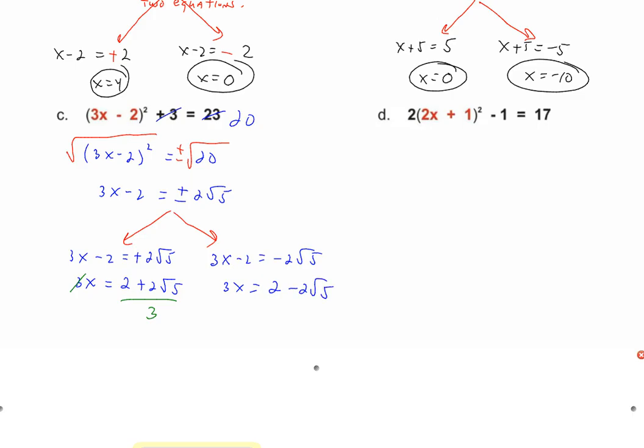So instead of saying negative 2 times the square root of 5 plus 2, we're going to do 2 minus 2 times the square root of 5. The plus 2 goes in the front. And again, we're going to divide both sides by 3, and we get our second solution.